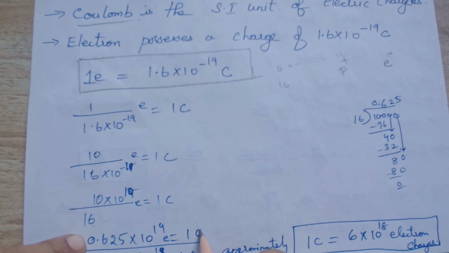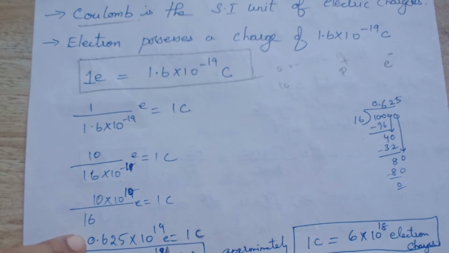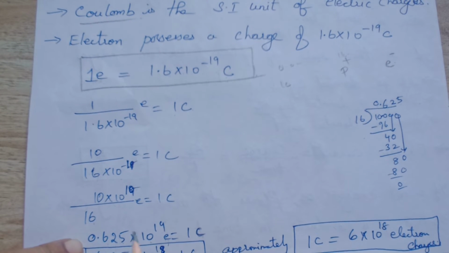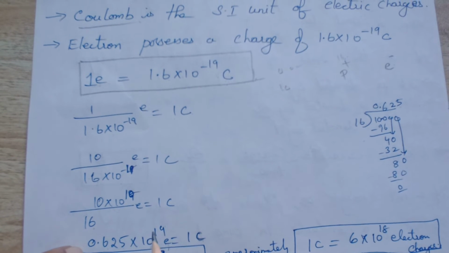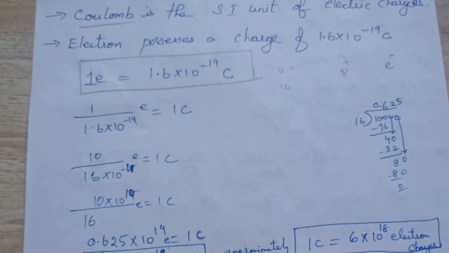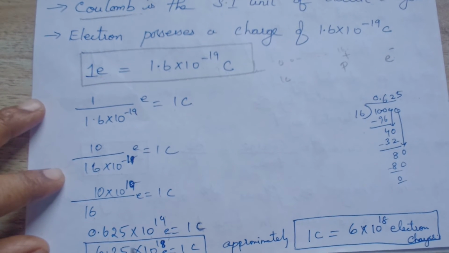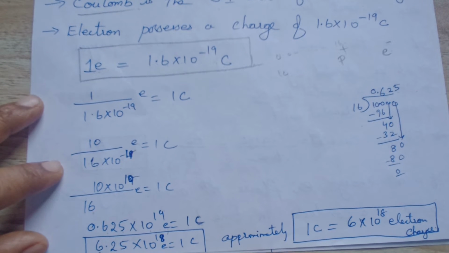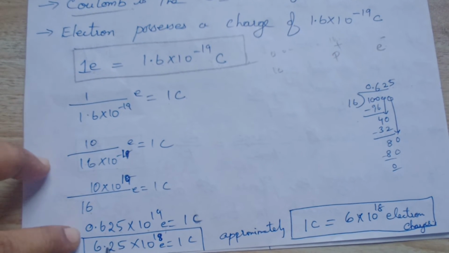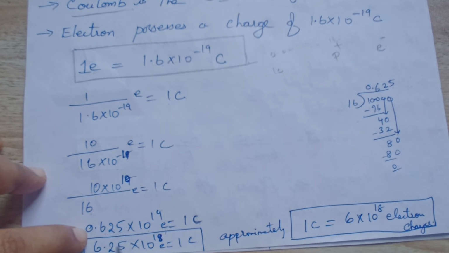So to get 1 coulomb means how much charge? A charge of 0.625 into 10 to the power of 19 electrons. That much electron has to pass. See, into 10 to the power of 19. If you want to write it numerically, you will not be able to understand what 0.625 means.